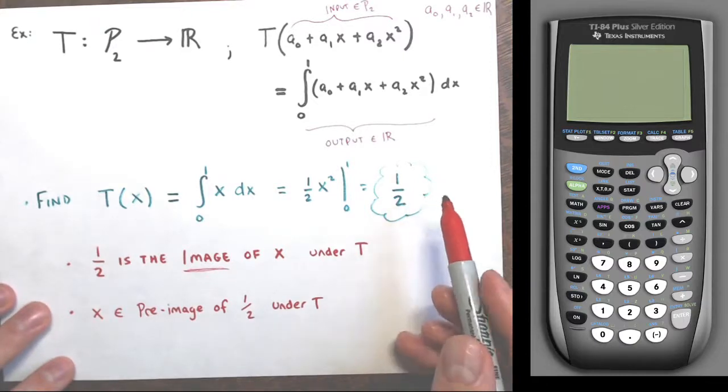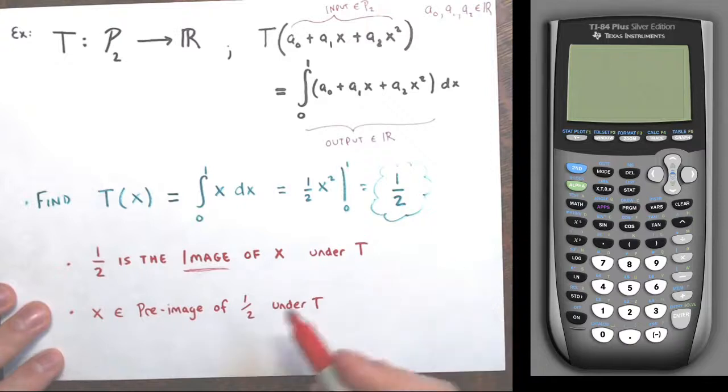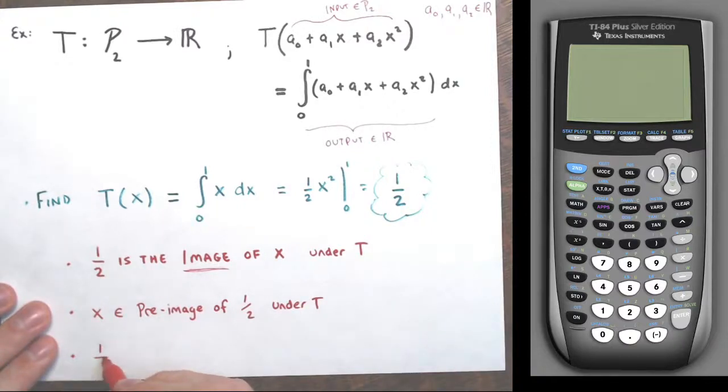Also, 1/2 would belong to the range of T, because it is an output. 1/2 is an element of the range of T, and all sorts of things I can say here.